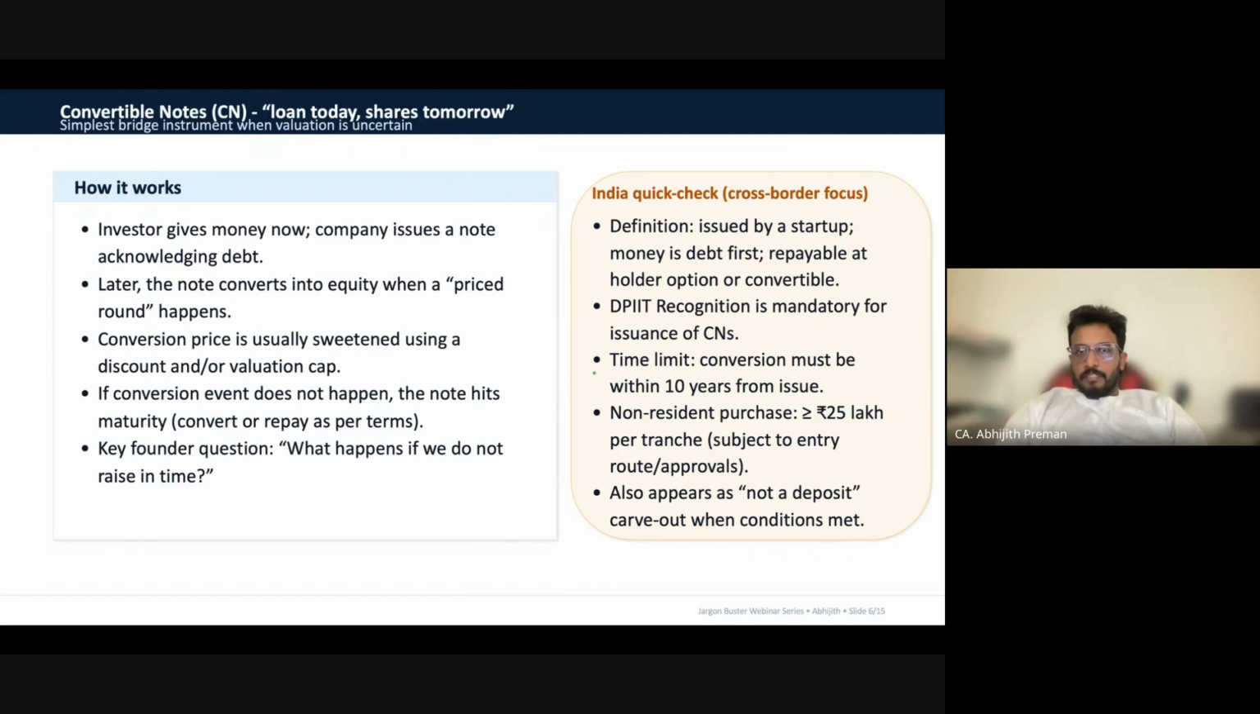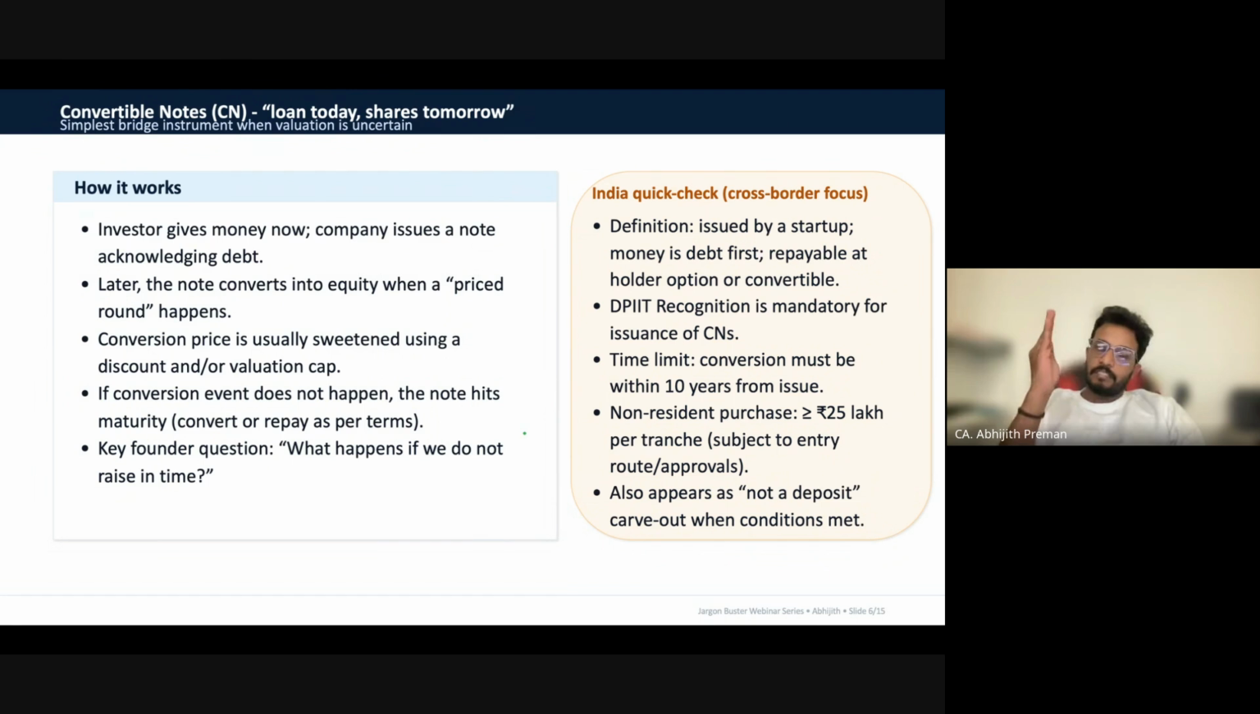The time limit for conversion should be a maximum of 10 years. It was 5 years previously, and it got extended to 10 years. Then, not less than 25 lakh per tranche. This is not just for non-residents, but for residents also. For example, you are raising a convertible note round of 1 crore rupees, and the investor is transferring the money in tranches. Each tranche should be at least 25 lakh.